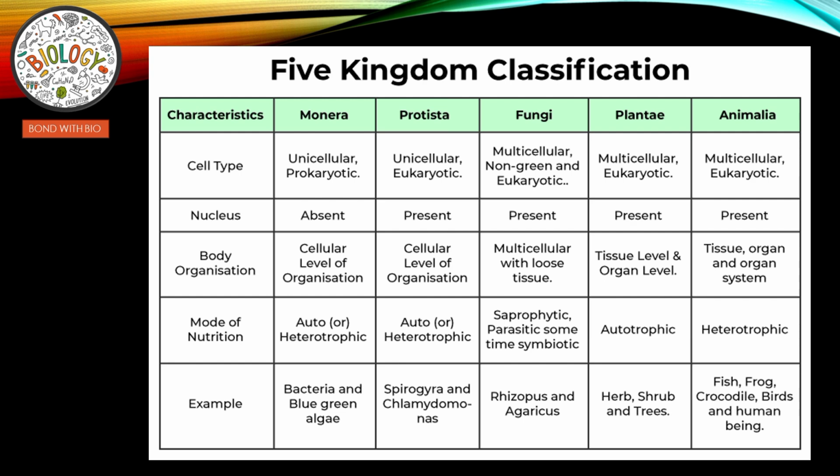Bacteria and blue-green algae under Monera are some of the examples to be noted. Under Protista, we have Spirogyra and Chlamydomonas. Under fungi, we have Rhizopus and Agaricus. Under Plantae, we have herbs, shrubs and trees, as you all know. And under Animalia, we have fish, frog, crocodile, birds and human beings.